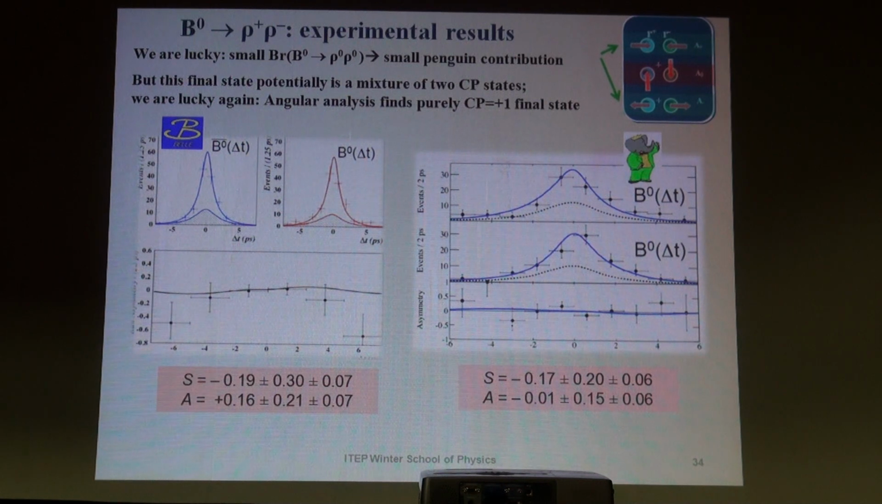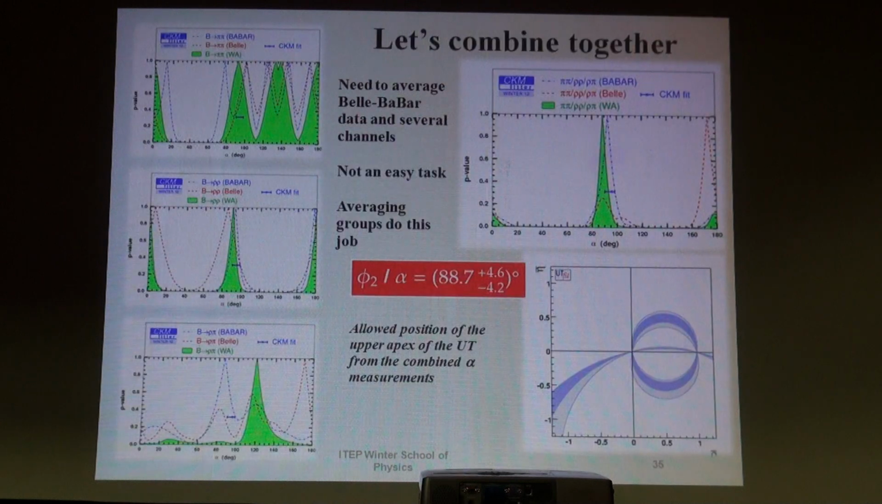This is the rho rho final state. Experimentally, it was found that the branching fraction of B0 to rho0 rho0 is extremely small. It means that there is no penguin contribution. So in spite of this final state being more complicated, we can measure alpha much more precisely because there is no penguin contribution. And if we see what we have now, this is pi pi. You see, in spite of very nice final states, because of large penguin contribution, we cannot extract alpha properly from here. But it can be done from rho rho.